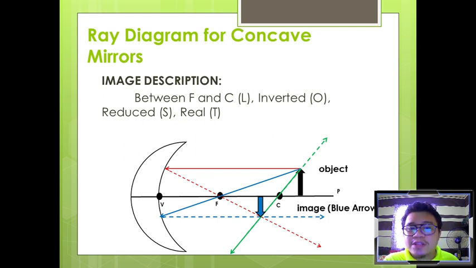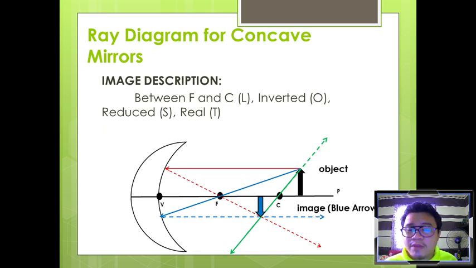Okay, and you will see that the blue arrow is actually smaller compared to the object, which is the black arrow. In order for us to verify this, you can do some calculations using mirror and magnification equations, which is not part of our discussion for today's lesson. And we have the type of image.